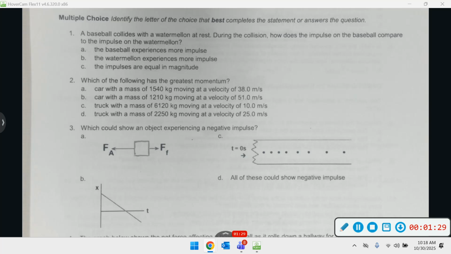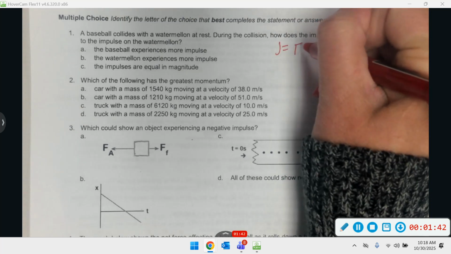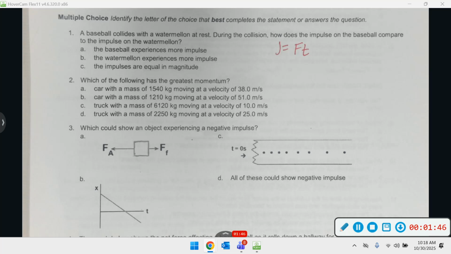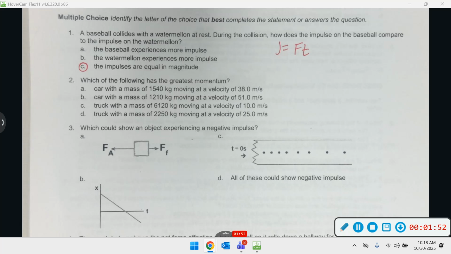If you have two objects collide with each other, it doesn't matter if one of them is bigger than the other one or anything else, the impulse will be equal in magnitude because you have the same force and the same time, and impulse is force times time. So the force times time of the baseball equals the force times time of the watermelon, and so the answer to this is C. The impulses are equal in magnitude, and this will be any collision, not just a baseball and a watermelon, anything. It doesn't matter what it is.